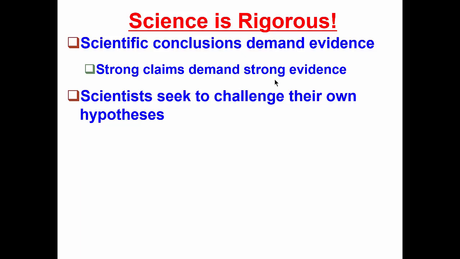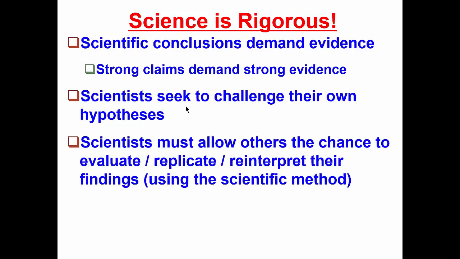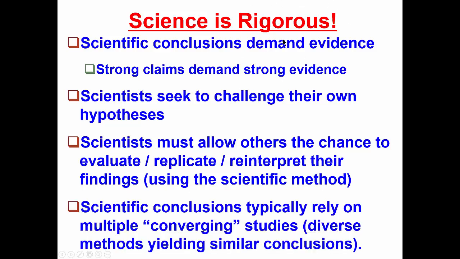Scientists also seek to challenge their own hypotheses. They're very open to the possibility that they've been wrong about a hypothesis that they've been investigating, and it's really about the evaluation of hypotheses, not an evaluation of the scientist himself or herself. Scientists must allow others the chance to evaluate, replicate, and reinterpret the findings using the scientific method. So we're very open to lots of different possibilities when we're evaluating claims, and this is part of scientific rigor.